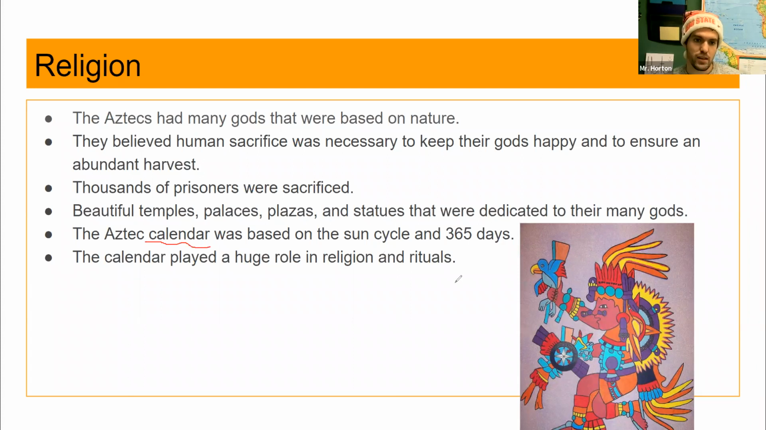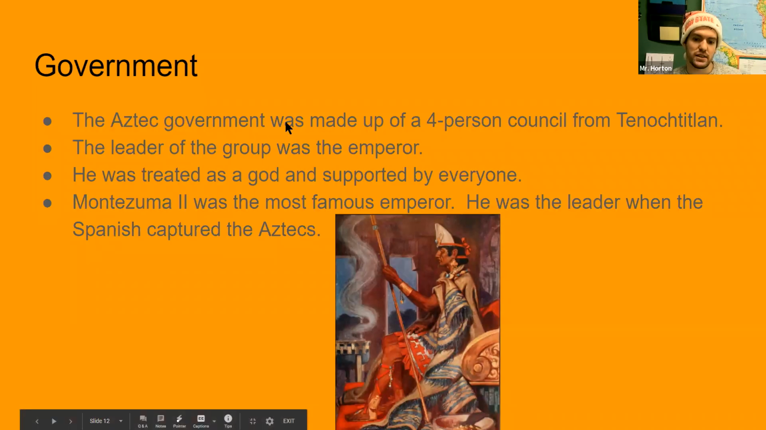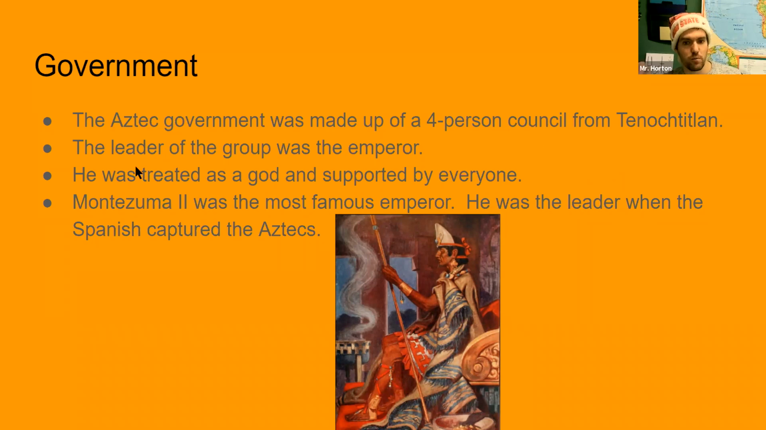Okay, and then lastly, the government. The Aztec government was set up with a 4-person council stationed in Tenochtitlan. The leader of that council was the emperor. The emperor was at the very top of the government structure, and right below him were 3 people who were his advisors, and they made all the decisions for the Aztec Empire. The emperor was treated as a god, and he was supported by everyone. He was viewed as a god and treated with respect by everyone.